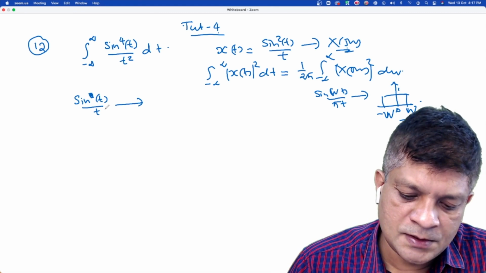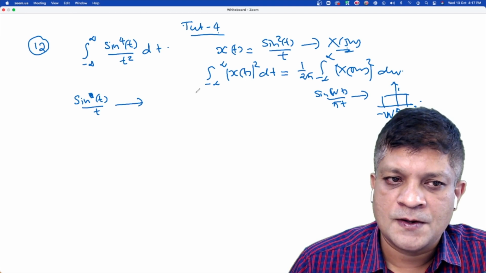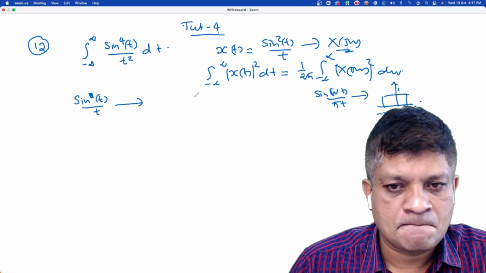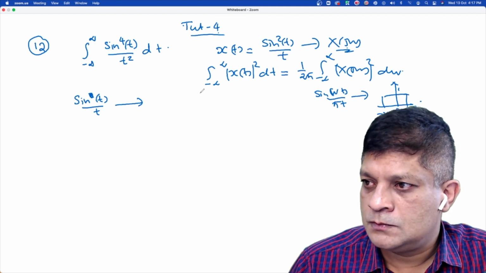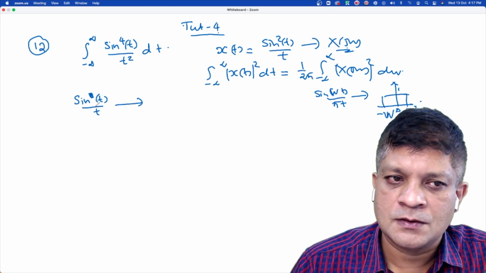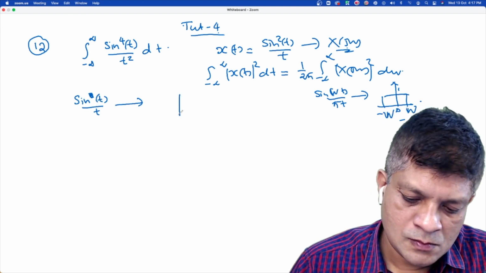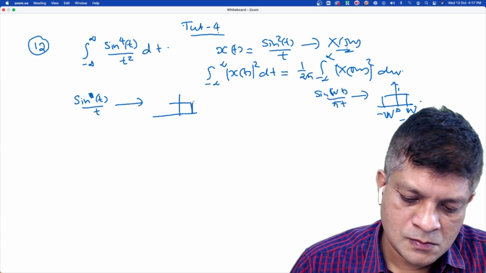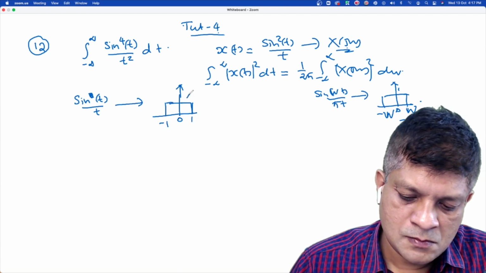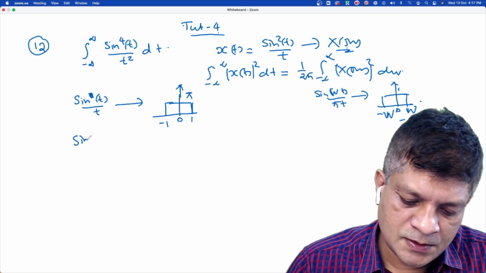Now tell me, what is sine t by t? Is it a rectangular pulse? With w equal to 1 and amplitude pi. The amplitude is pi. Okay. That is sine t by t. Now sine square t by t.